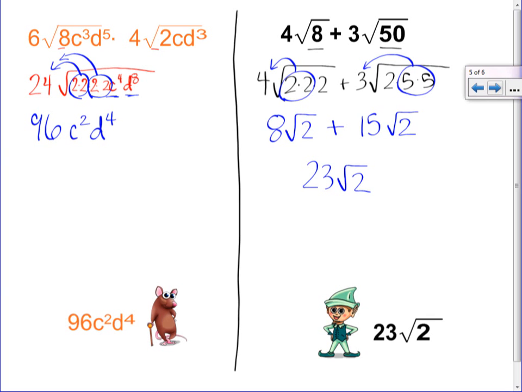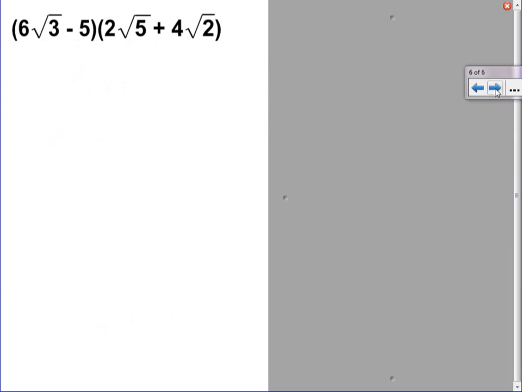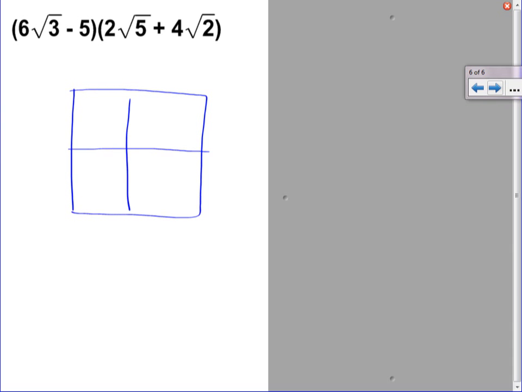Questions before our last page? All right. Let's look at this one. Thoughts on what we're going to do? Multiply. We're going to multiply. How should we organize it? In a window? Yeah, we need to window this. So let's do that. Window or foil. Foil would work just as well too.